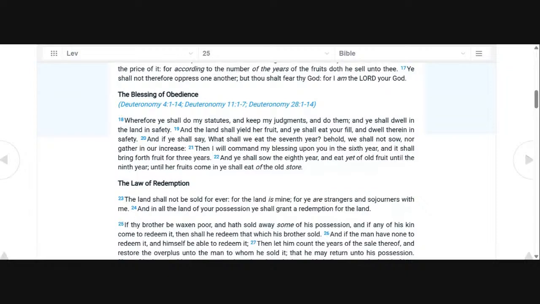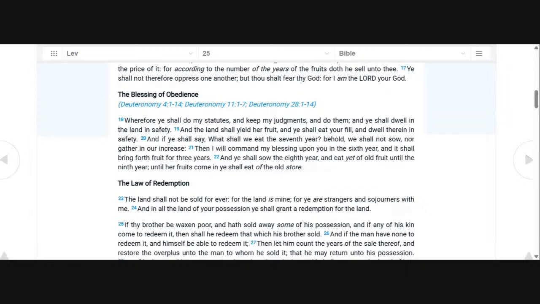Wherefore ye shall do my statutes and keep my judgments and do them, and ye shall dwell in the land in safety, and the land shall yield her fruit, and ye shall eat your fill and dwell therein in safety. And if ye shall say, what shall we eat in the seventh year? Remember, they're not to work in the seventh year Shemitah. It's a time of rest for the land.